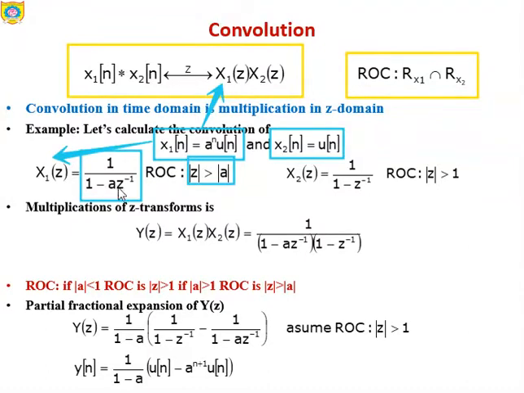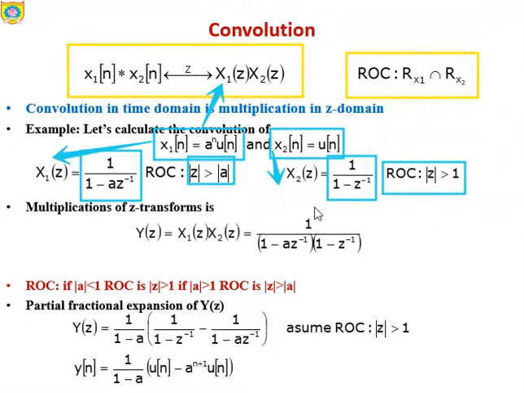It is a raised to n u of n. Similarly, the second sequence is x2 of n, which is equal to u of n. So if it is 1 raised to n u of n, obviously it is u of n itself, so its z transform will be X2 of z. For this particular case, the X2 of z will be 1 upon 1 minus z inverse, since the value of a is 1. So obviously the ROC will become mod z greater than 1.